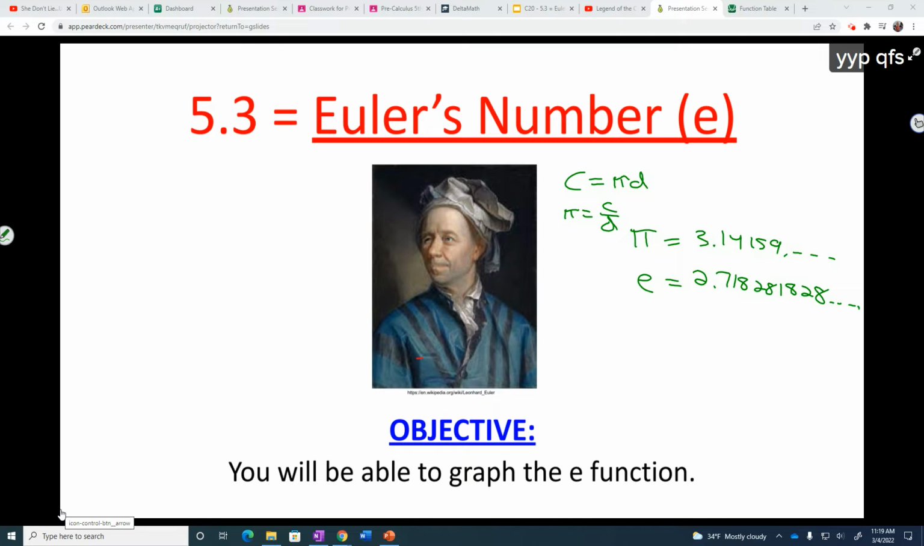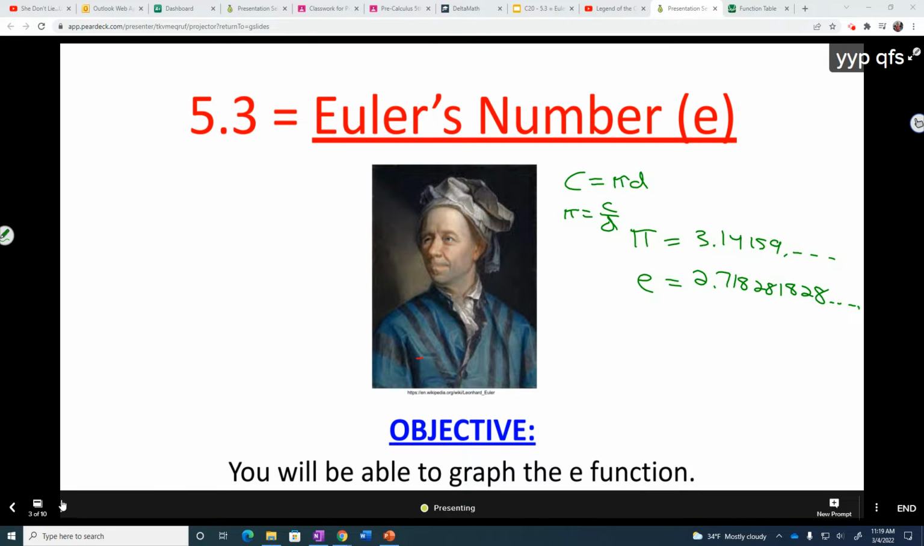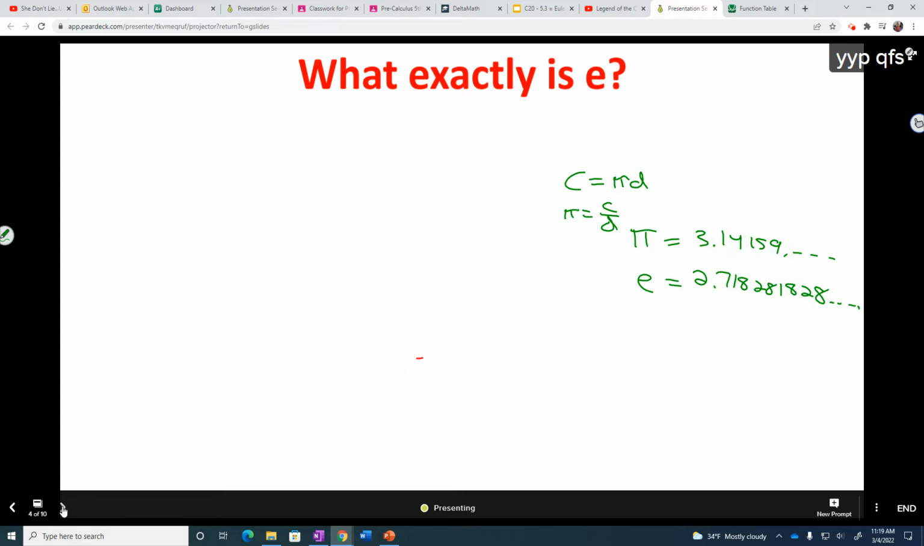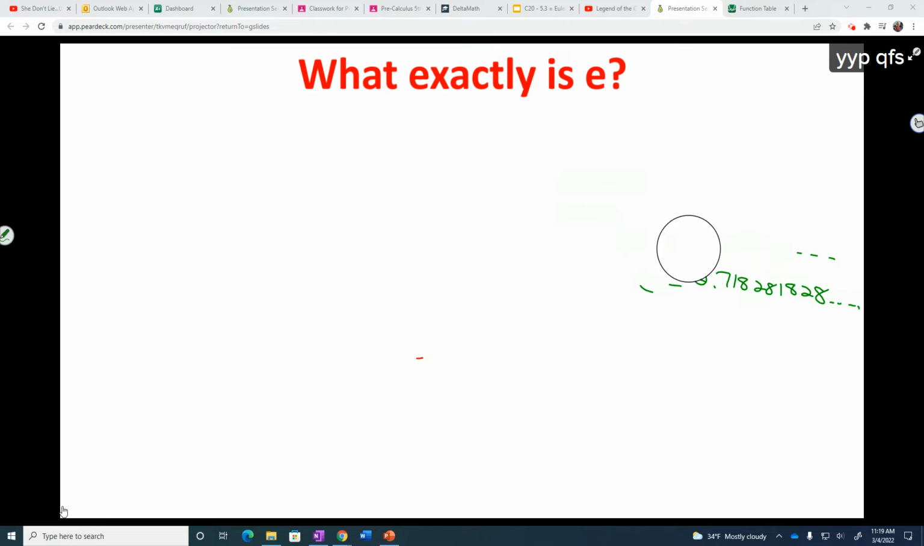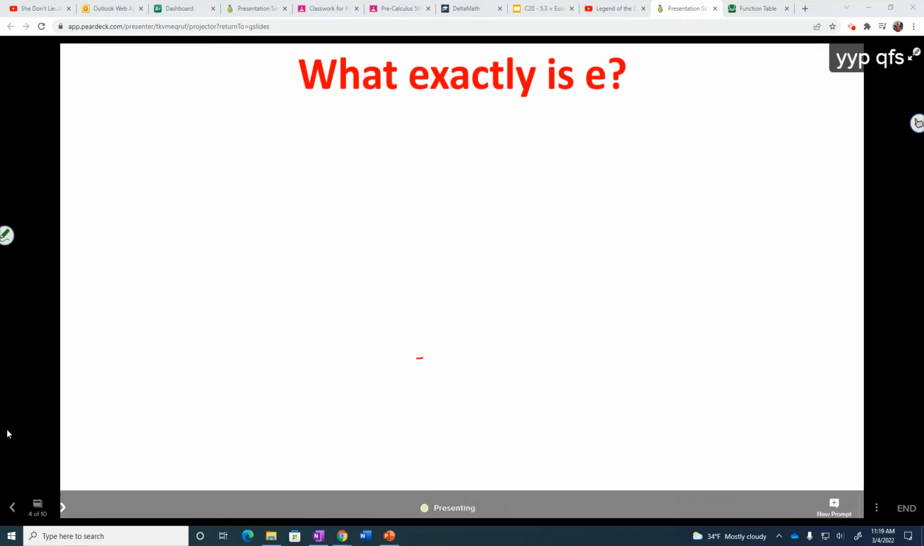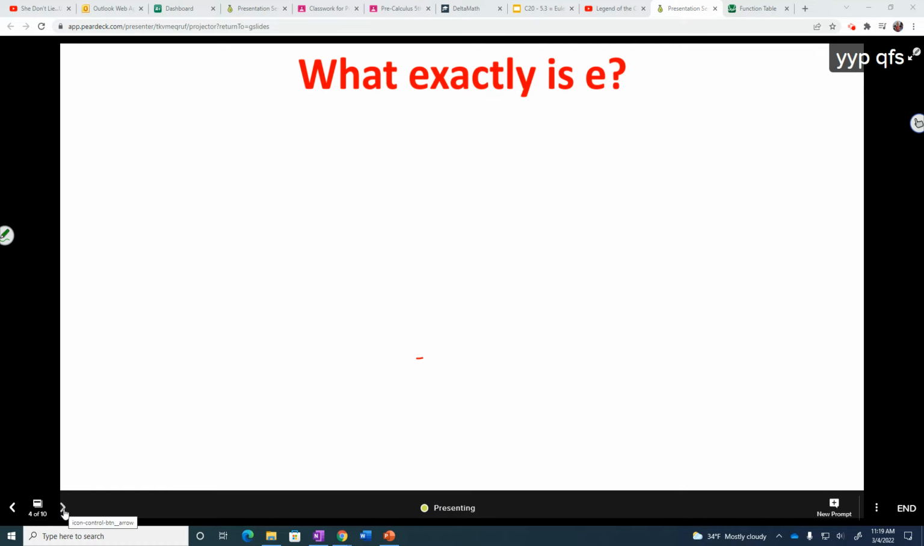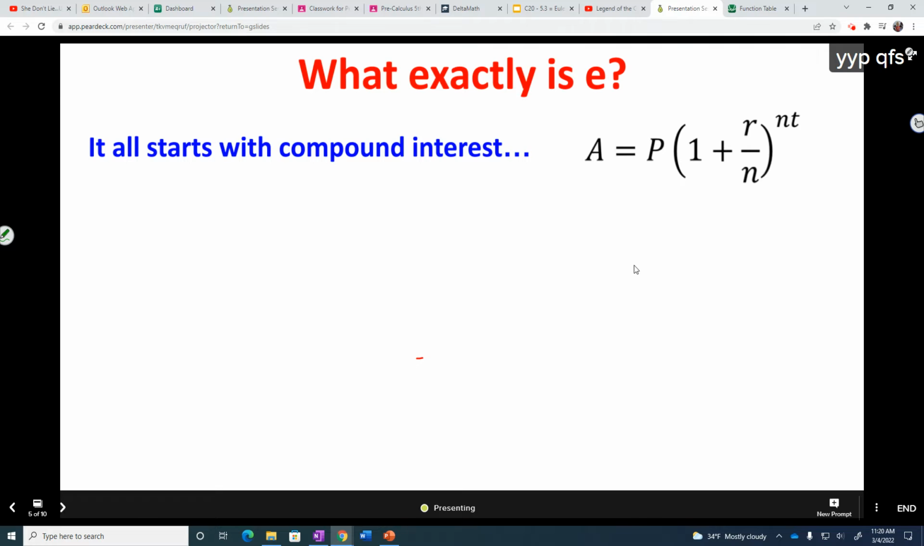e is a little bit harder to explain where it comes from, but I'm going to give you a brief glimpse of where it comes from. You don't need to write this down. It's just going to be a little introduction on what e is, and I don't expect you to fully understand it yet. But one place where it's good to see where it comes from is compound interest.